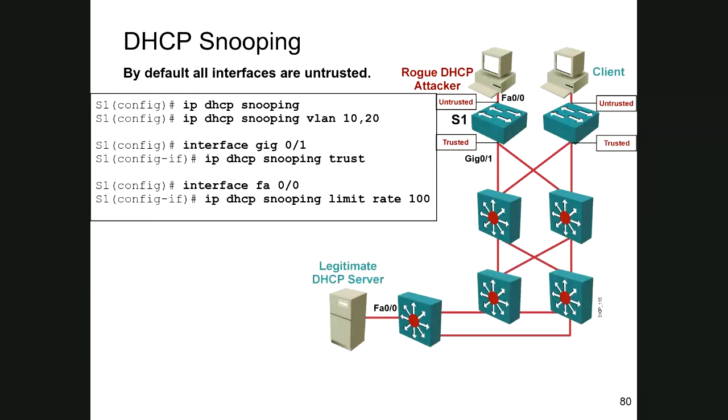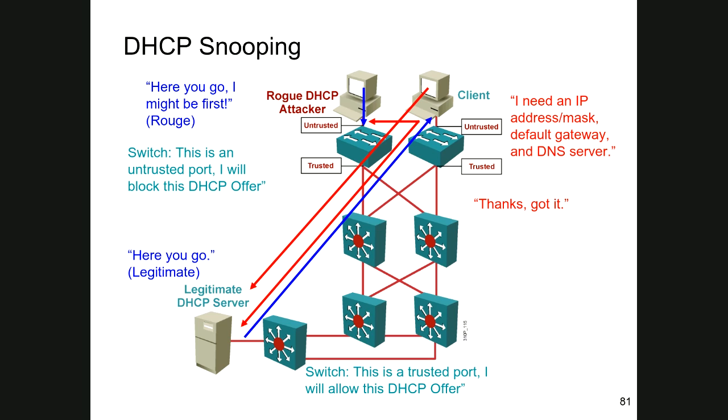So by default, all interfaces are untrusted, and we can use some commands like ip dhcp snooping and tell them which ports are the real DHCP servers. All the other ports will not be trusted, and that prevents the guys from going in there.